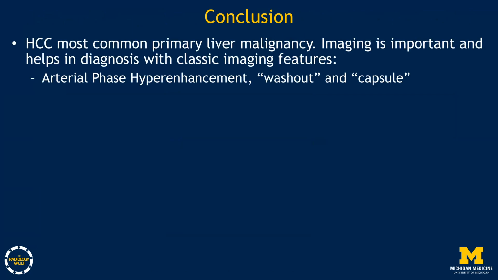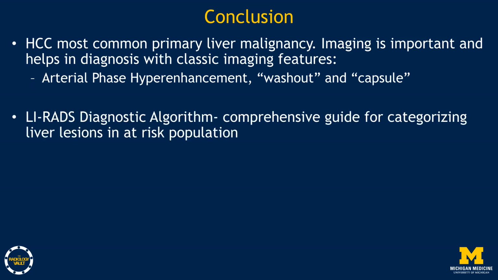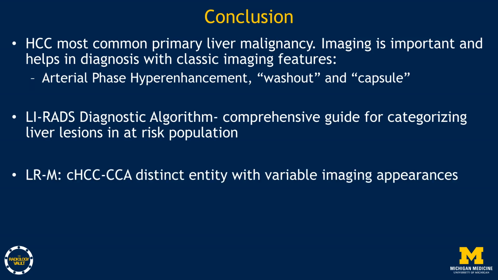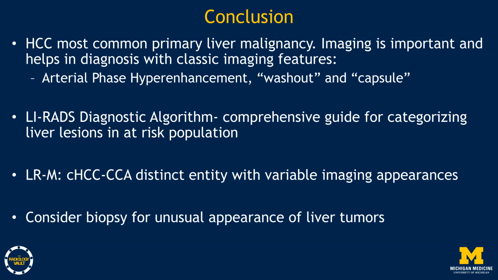So in conclusion, HCC is the most common primary liver malignancy. Imaging is important and helps in diagnosis with classic imaging features. They need to follow the major features of the LI-RADS diagnostic algorithm, including arterial phase hyperenhancement, washout, and capsule. The diagnostic algorithm is a comprehensive guide for categorizing liver lesions in at-risk populations. LR-M, that is biopsied, can turn out to be a biphenotypic tumor. It's a distinct entity with variable imaging appearances, and you should consider biopsy always for unusual appearance of liver tumors.